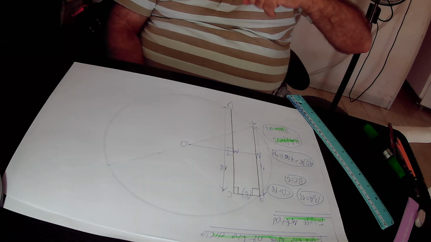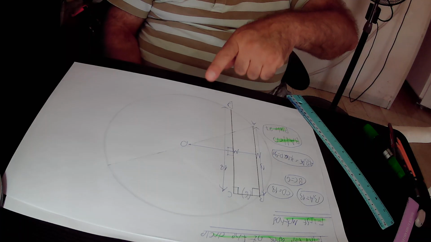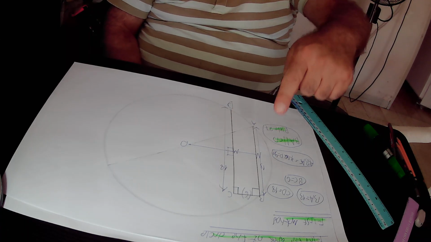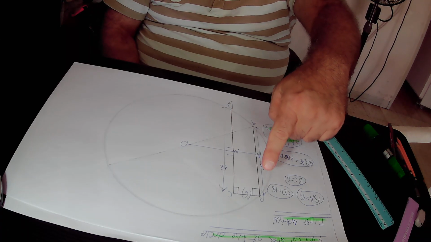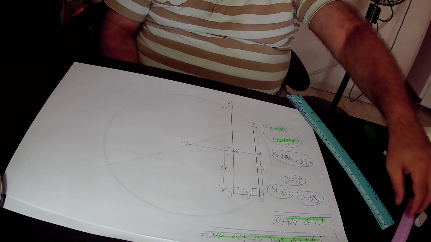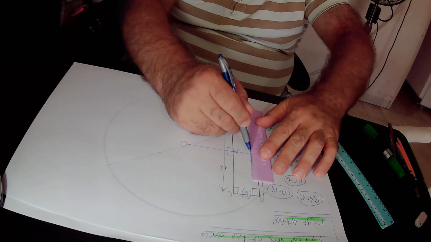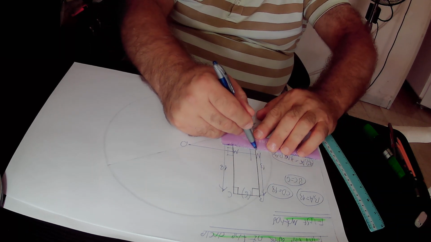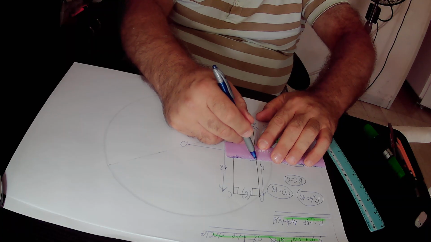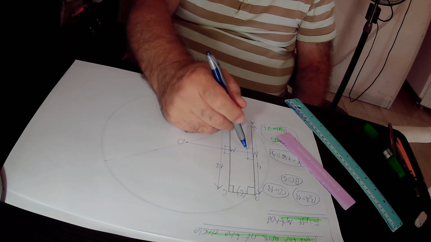Why? Because OM is perpendicular to CD, the extended perpendicular OM must be also perpendicular to chord BA. Why? Because they are parallel to each other. So, therefore, this angle equals 90 degrees, and this angle also equals 90 degrees. So it is very simple.